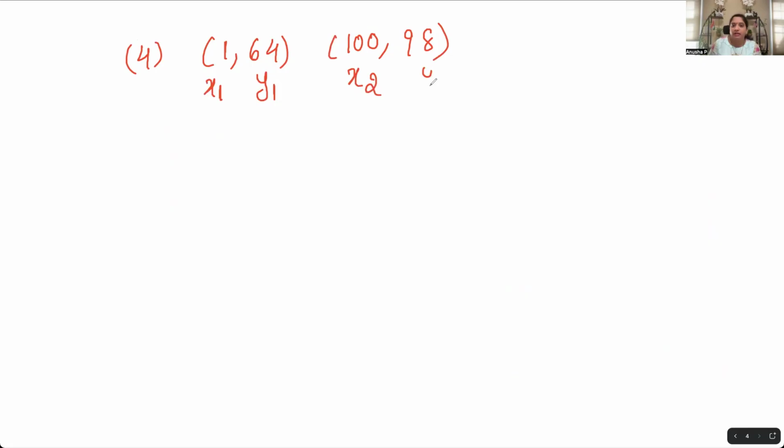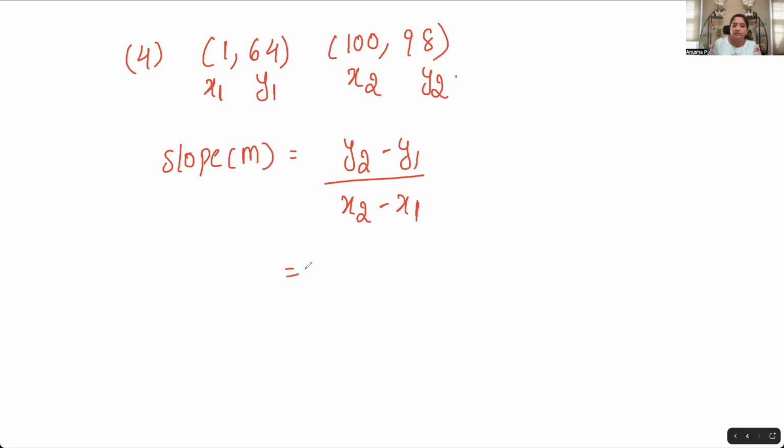The last example, 1 comma 64, 100 comma 98. First step, we will label the first point as x1 y1, second point as x2 y2. And the formula for the slope m is y2 minus y1 over x2 minus x1. What is y2 value? 98 minus 64 over 100 minus 1.